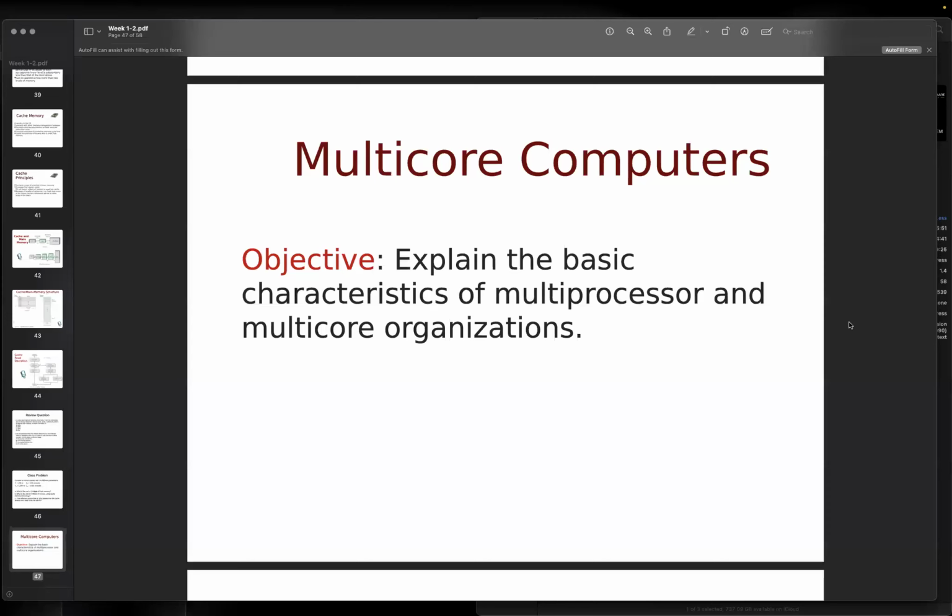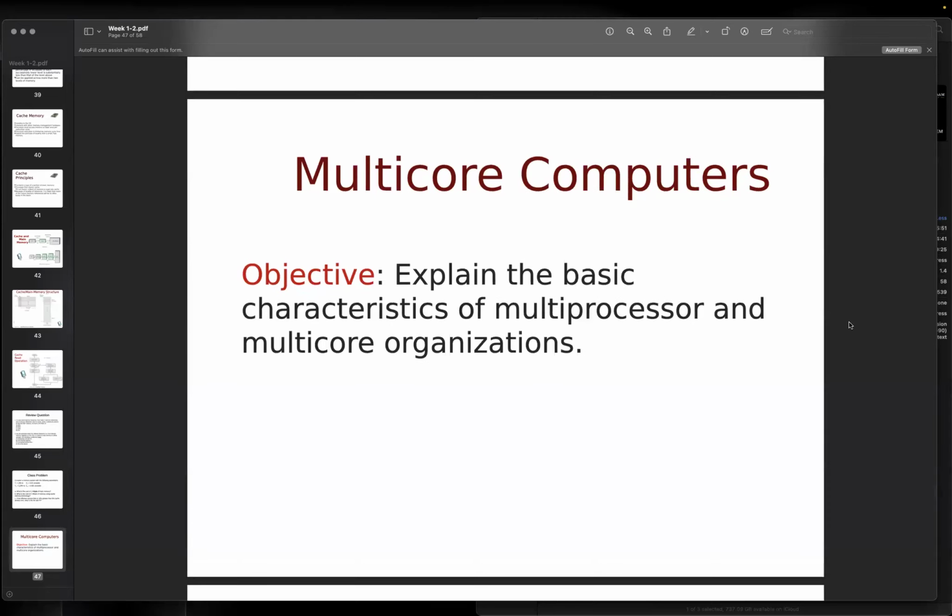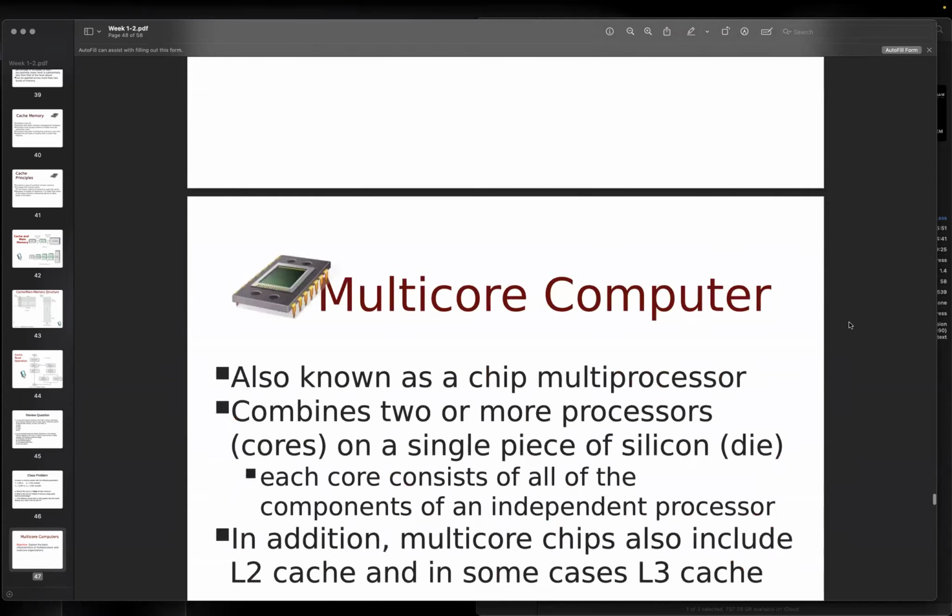And the next one we will talk about is the multi-core computer. Of course, a really long time ago we talked about single core, but nowadays multi-core is a must, right? So we need to know the basic characteristics of a multiprocessor, and what the multi-core organizations are. That's what we need to know. And if you're ready, then let's go on.